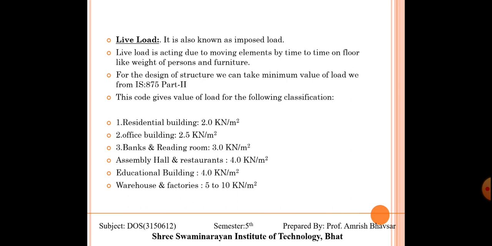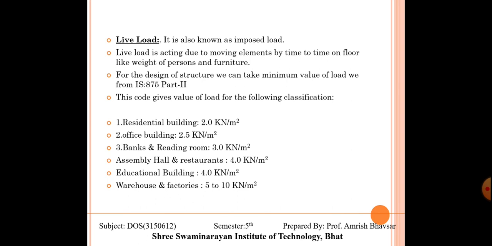In a residential building, the live load is 2 kilonewton per meter square. Live load is always acting on the floor, which is why it is in kilonewton per meter square. Number 2, office building. In an office there is more furniture and staff as compared to a residential building. That's why there is 2.5 kilonewton per meter square imposed load.